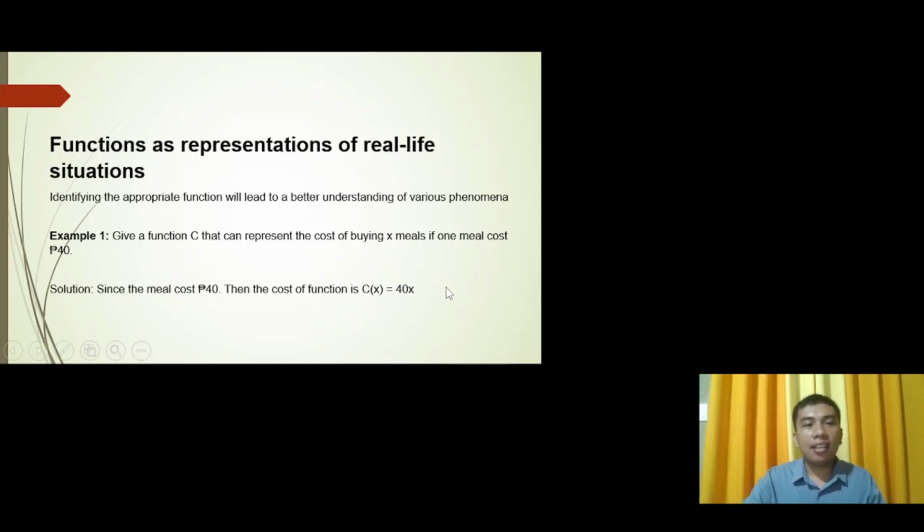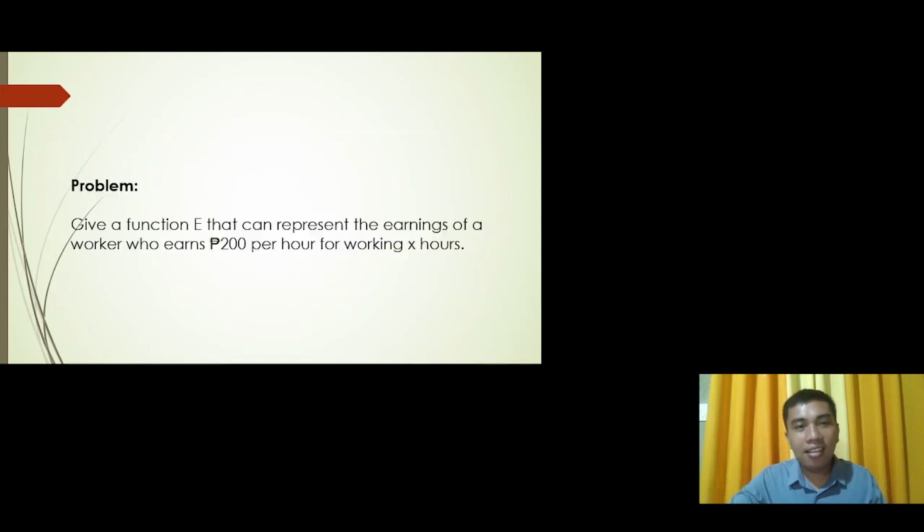When you have this function, it will be easy for you to calculate some important things in life. Next, we are going to proceed to the next slide. You have here a problem. Give a function e that can represent the earnings of a worker who earns 200 pesos per hour for working x hours. So, try to answer that problem.